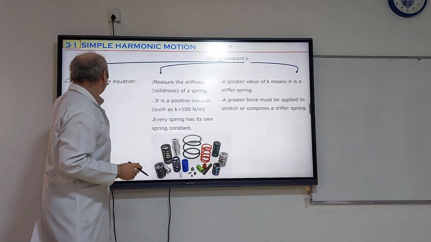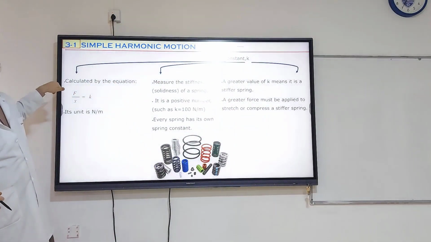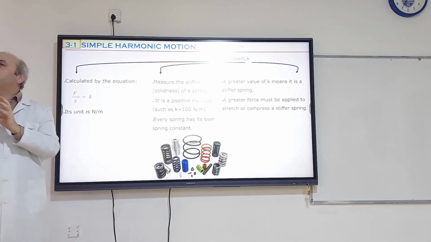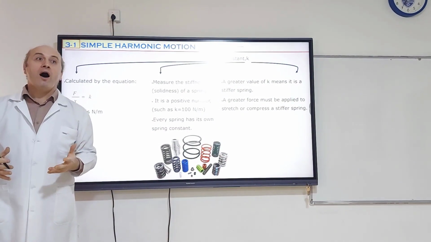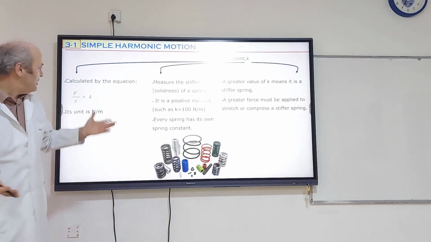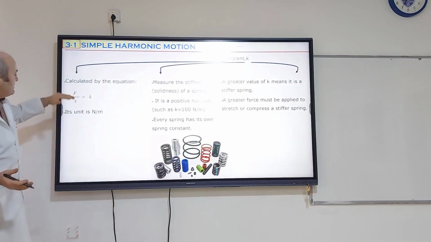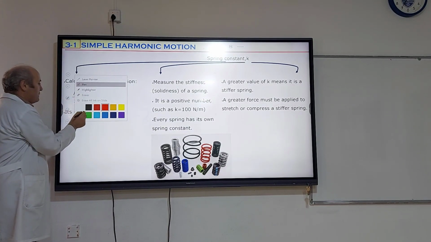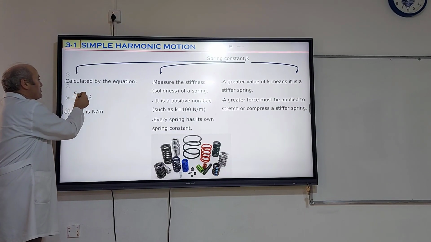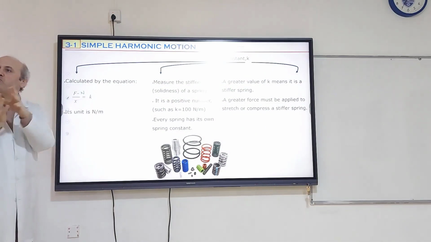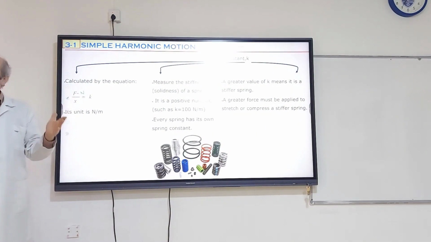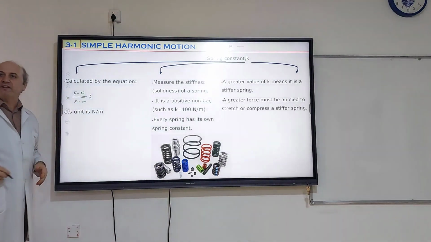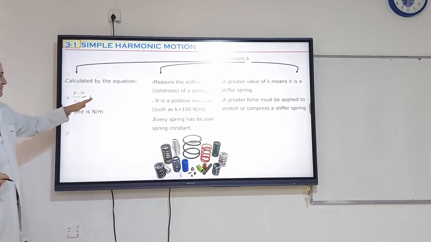This spring constant is calculated by F over X: how much force you applied, F applied, divided by how much the spring is stretched or compressed, which is k. You can get the unit from the equation, because force is in newtons. How much you compress or stretch the spring is a distance, a length. The SI unit of length is meter, so we divide newtons by meters. That is the unit of the spring constant.